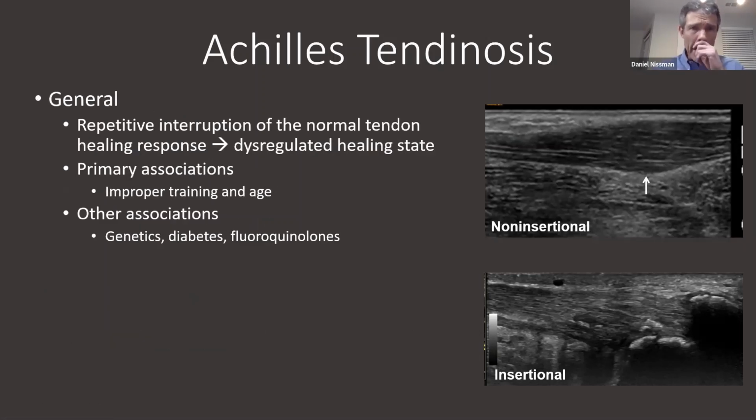All right, so how do we get tendinosis? Well, it's repetitive interruption of the normal tendon healing response that after a certain amount of time enters a dysregulated healing state. And then it's unable to complete that 4-phase cycle that we discussed earlier. So the main association here is improper training and age.